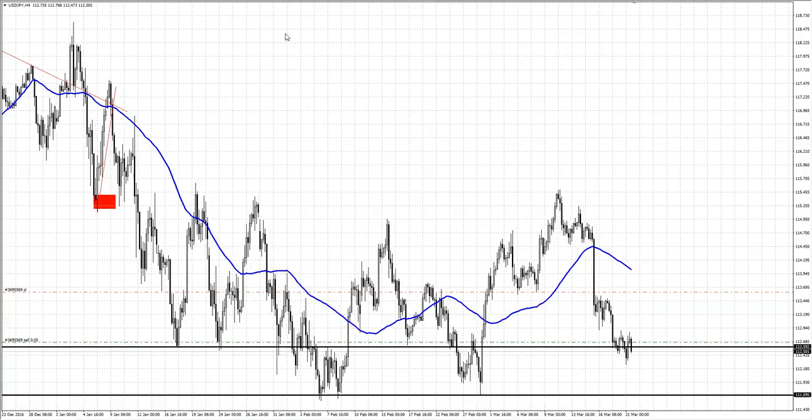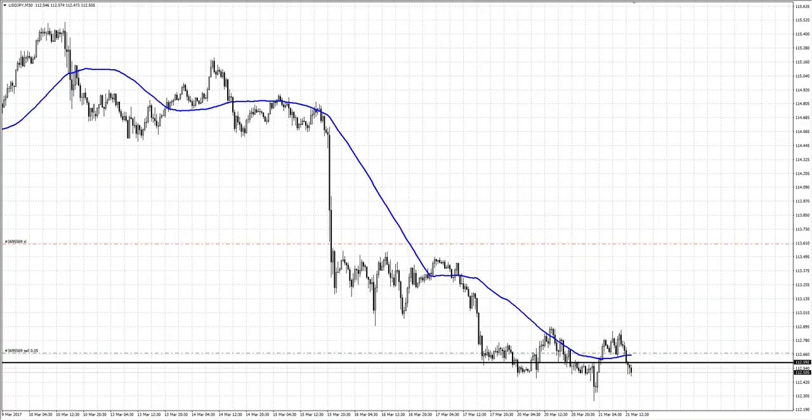Again, never risk more than 1% in your portfolio, or maximum 2%. So this is what I advise every trader.